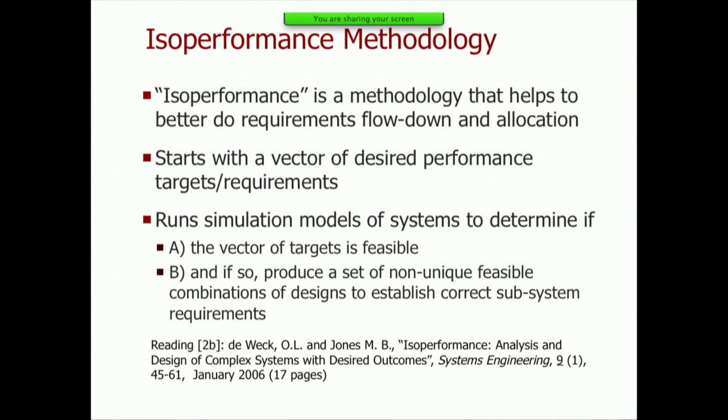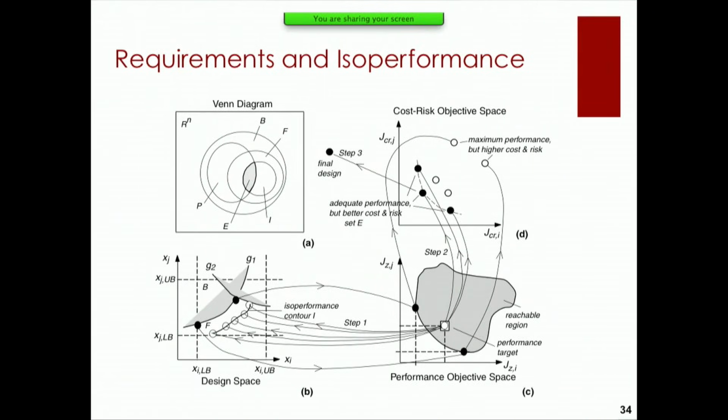So the idea is that you have a vector of desired performance requirements, and you want to understand, first of all, are those requirements feasible? And if they are feasible, it usually means there's more than one way that the higher level requirements could be satisfied. So find different non-unique feasible combinations to satisfy the higher level requirement.